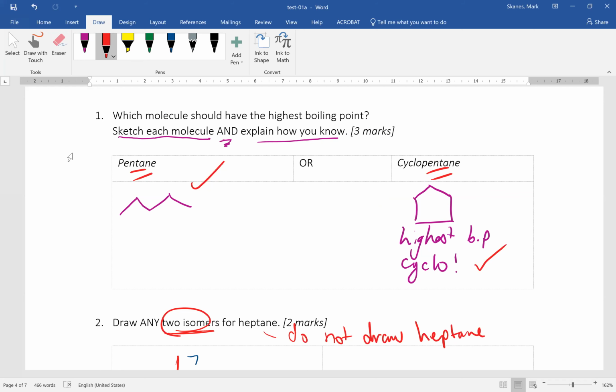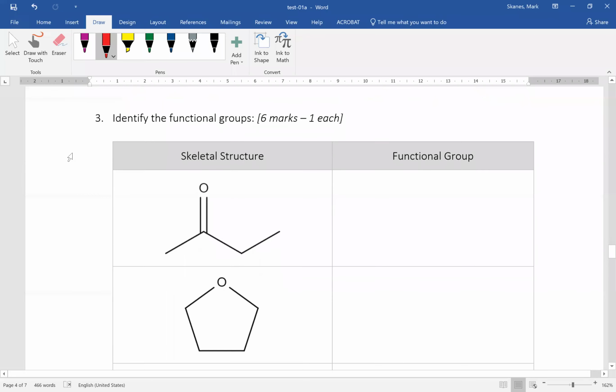Because you wrote in the question, explain how you know. So there is no explanation, I just have to write because it's cyclic. Yep, that's how you know. Okay, good to know. Yep, no problem. Thank you. No problem.